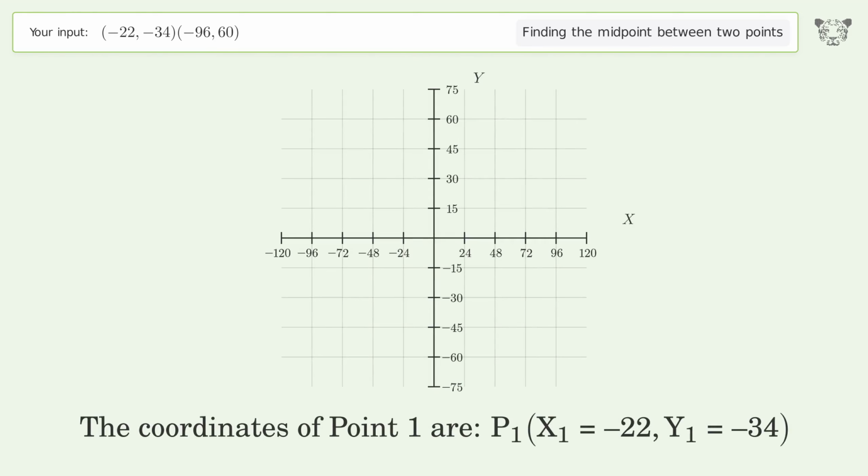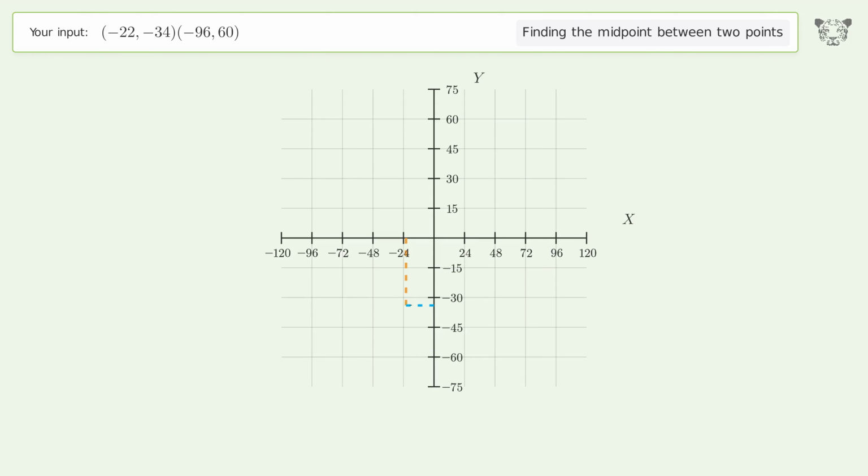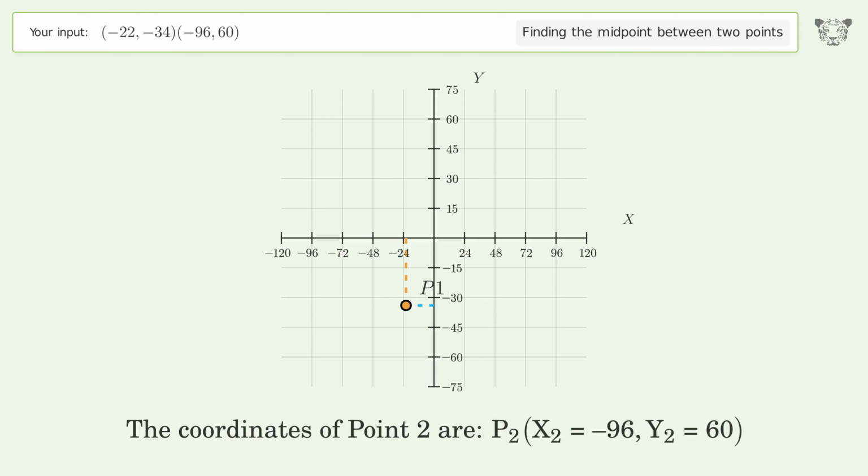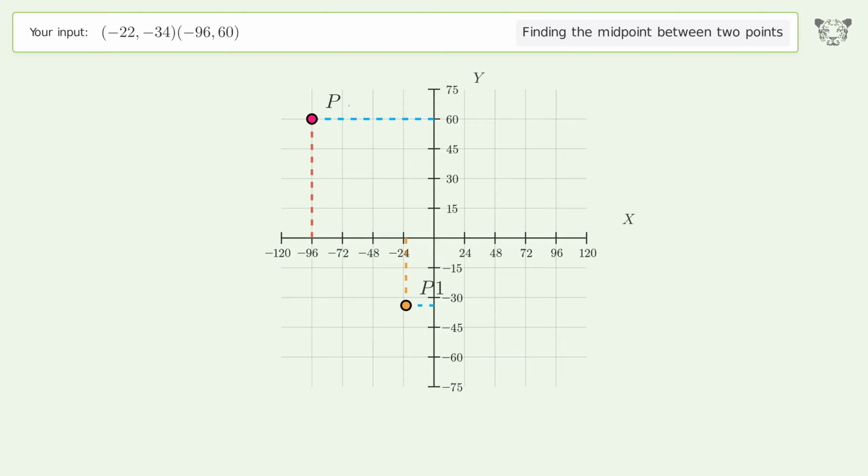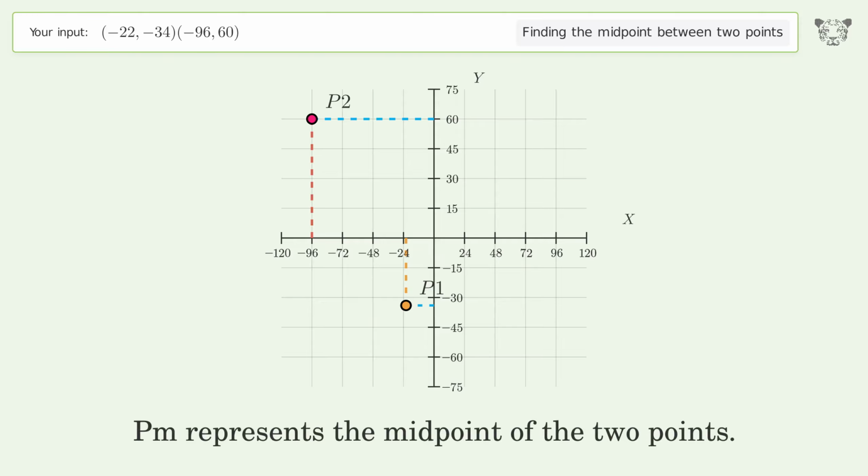The coordinates of point 1 are, x1 equals negative 22, y1 equals negative 34. The coordinates of point 2 are, x2 equals negative 96, y2 equals 60. PM represents the midpoint of the 2 points.